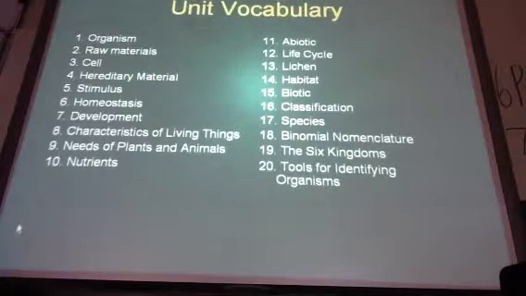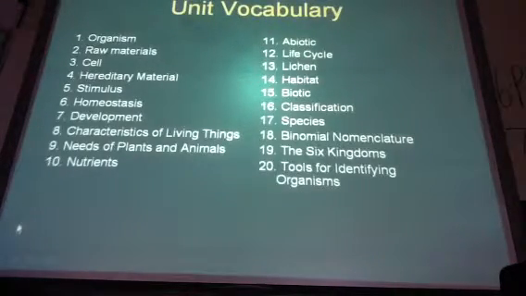10. Nutrients. 11. Abiotic. 12. Life cycle. 13. Lichen. 14. Habitat. 15. Biotic. 16. Classification. 17. Species. 18. Binomial nomenclature. 19. The Six Kingdoms. 20. Tools for identifying organisms.